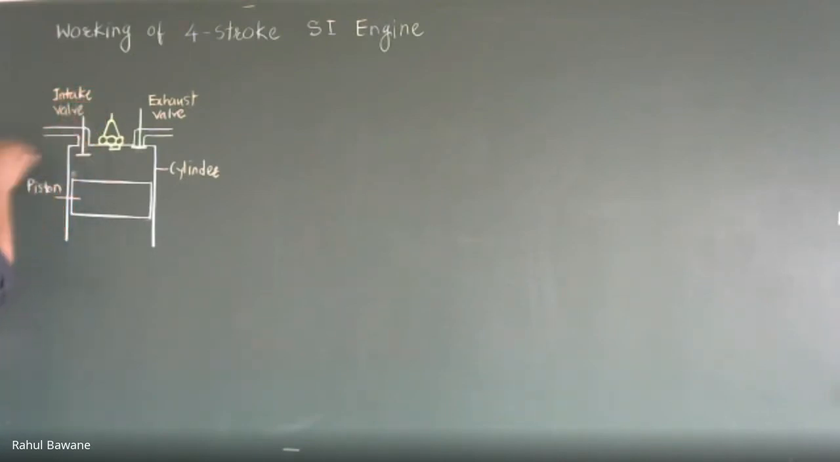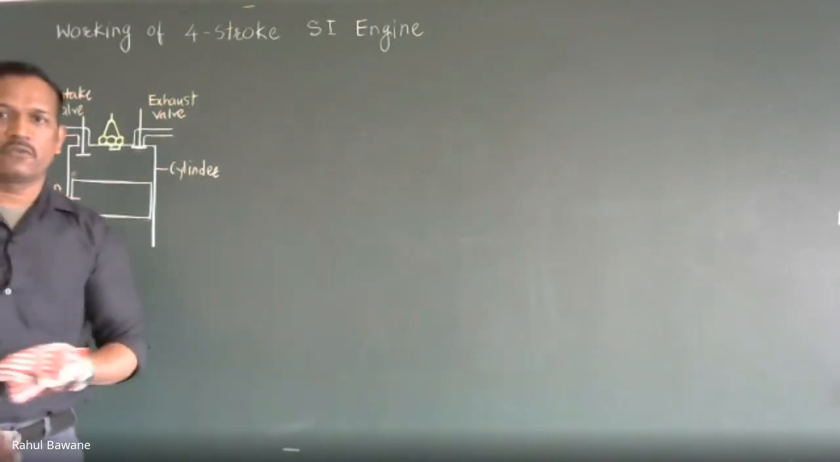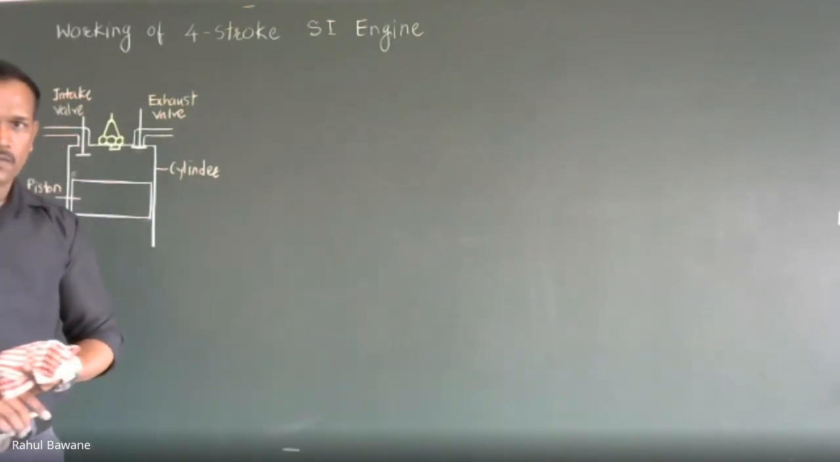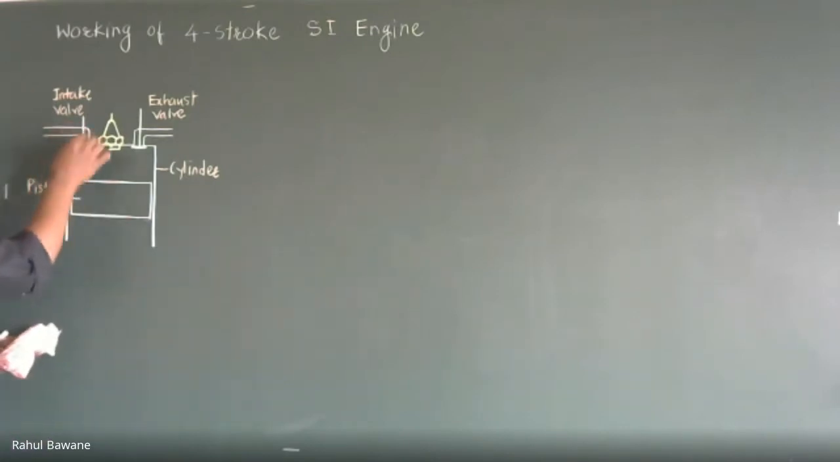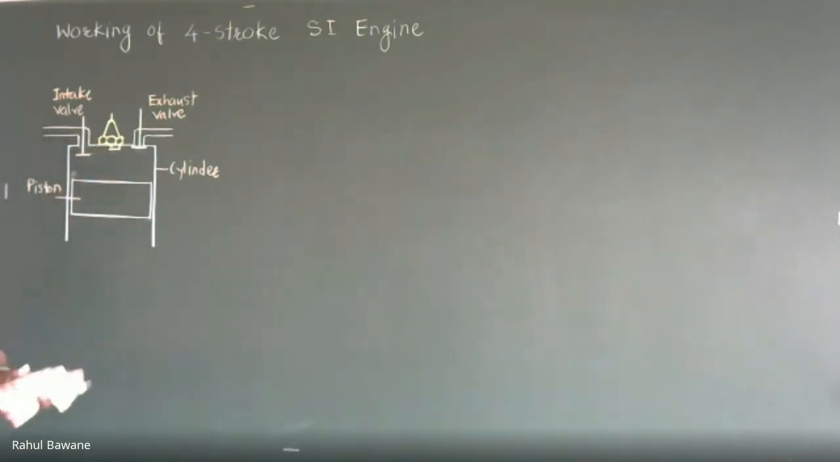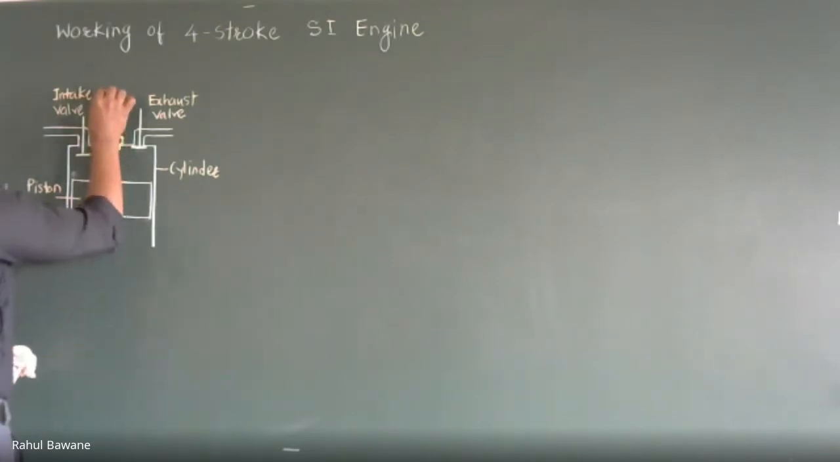Now this passage is connected to your carburetor. So the carburetor prepares that air fuel mixture and supplies it up to this passage, and whenever the valve gate opens, only then does that air fuel mixture get sucked inside the cylinder. And the center portion is the spark plug.